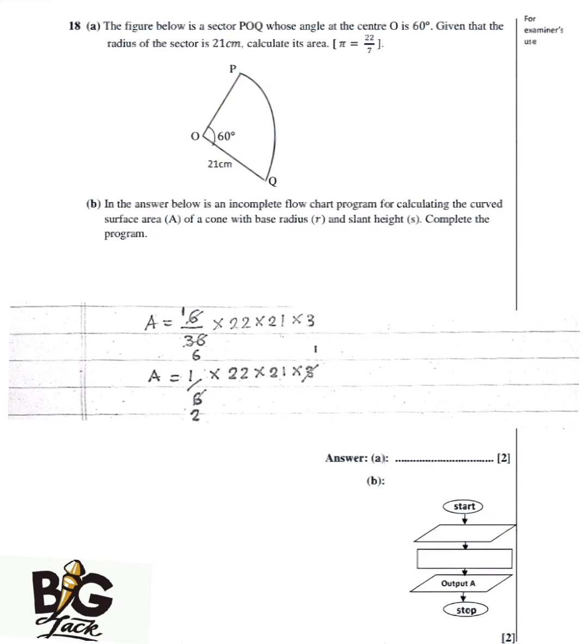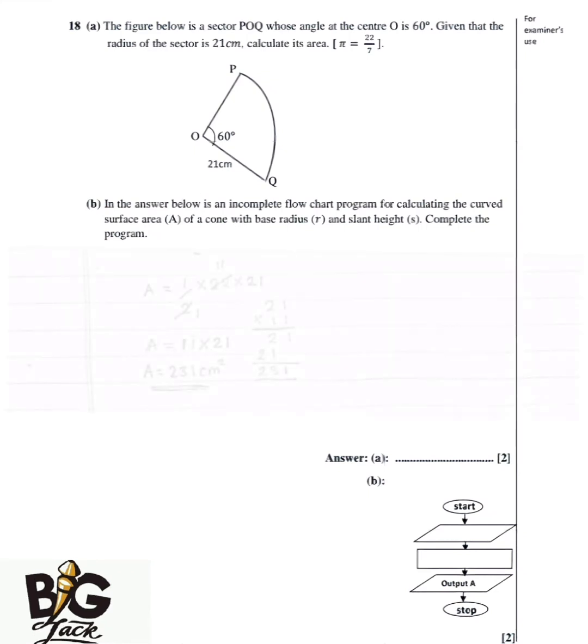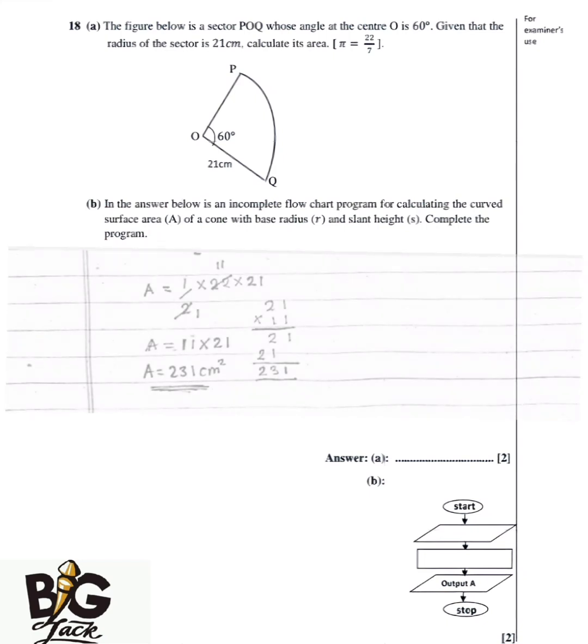So here I'm going to say 3 into 6, I'm going to get 2. 3 into 3, I'm going to get 1. So here I'm remaining with 1/2 multiplied by 22 multiplied by 21. Let me try to write them. So I'm going to say area is equal to 1/2 multiplied by 22 multiplied by 21.